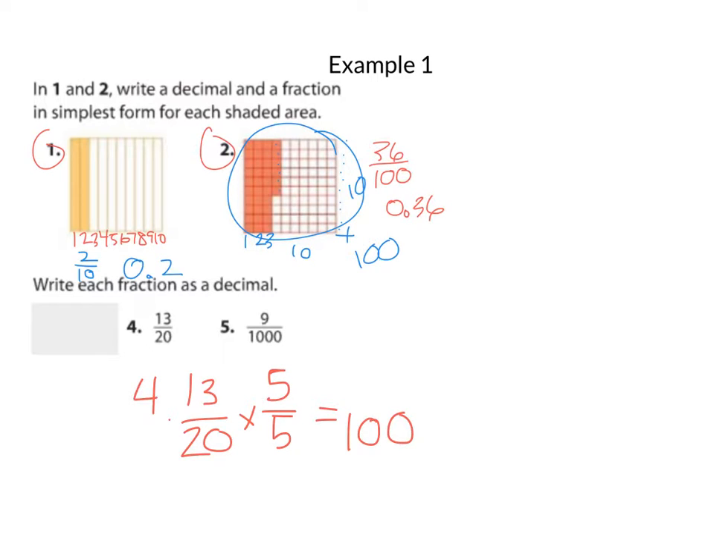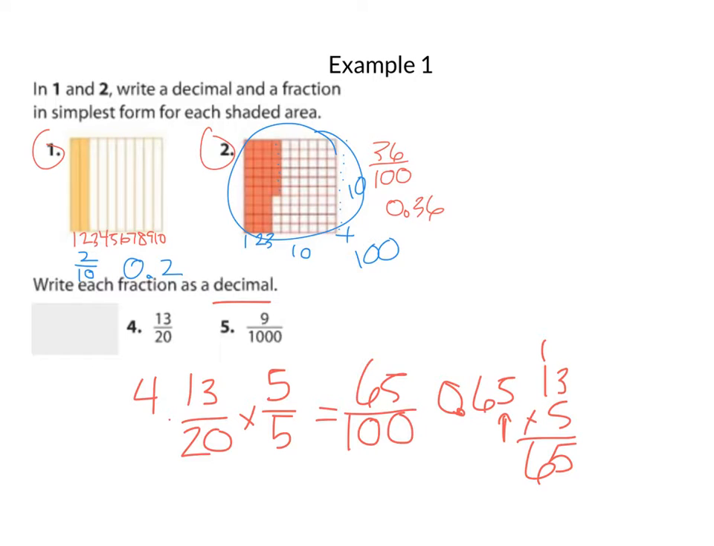I don't know 13 times 5 in my head, so I'm going to multiply that out. 5 times 3 is 15. 5 times 1 plus 1 is 6. 65 over 100. Now, they actually want it as a decimal. So, what is 65 hundredths as a decimal? Well, 65 hundredths with the 5 ending in the hundredths spot. Please write your work and the answer in your notes.